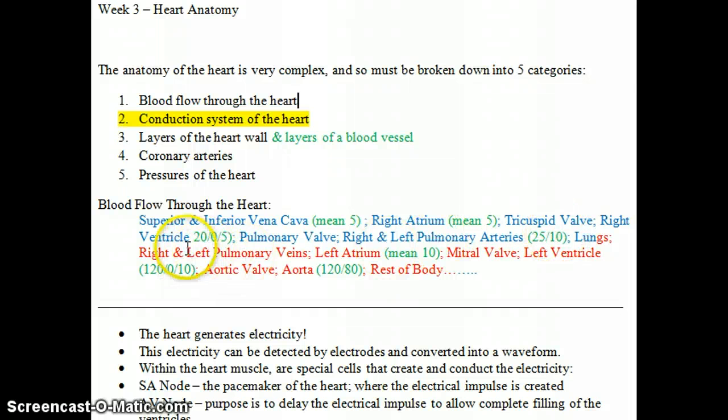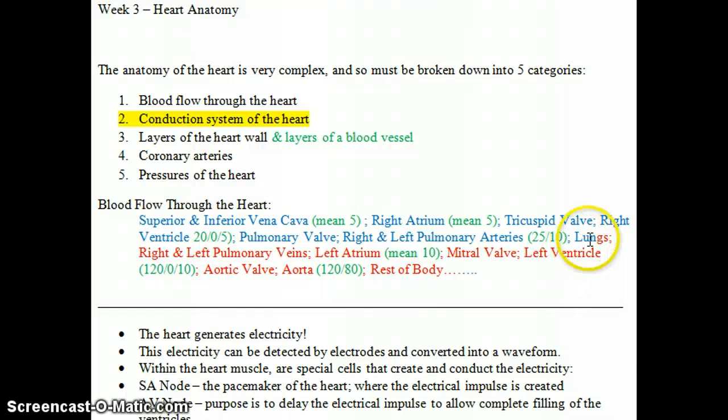And then we got the lungs, the right and left pulmonary veins, the left atrium, which is a mean or average of 10. Mitral valve, left ventricle is 120 systole, diastole of 0, and the EDP is 10 as an average. Then you got the aortic valve, and then the aorta, 120/80. I also want to point out that veins and the right side of the heart is deoxygenated blood, and so that's why I've typed that in blue.